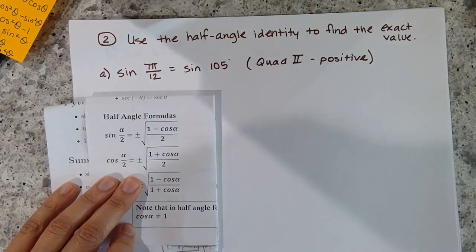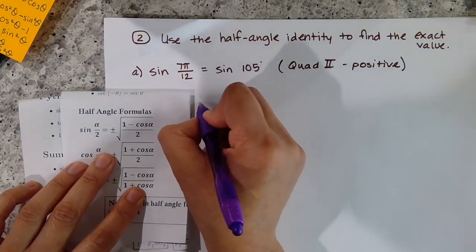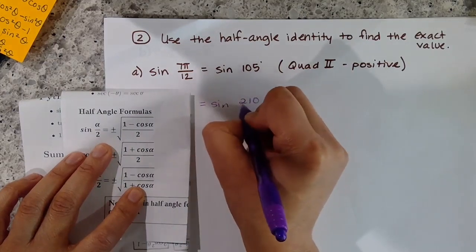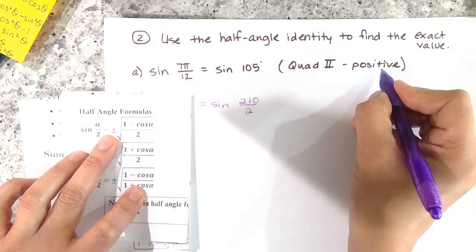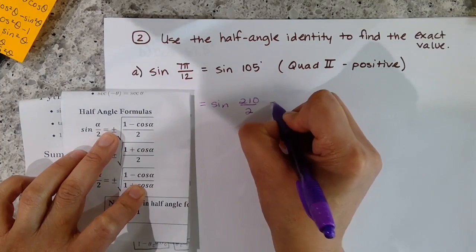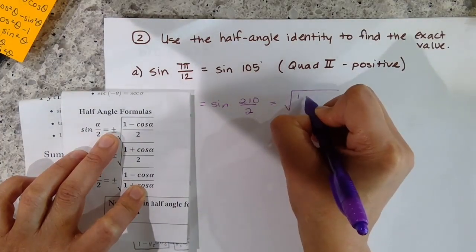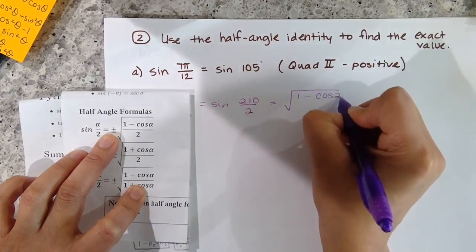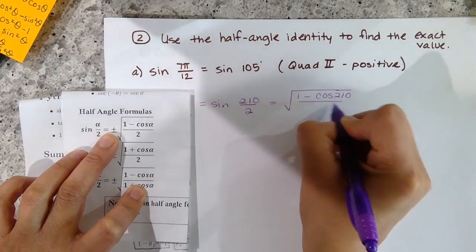So we're going to say, using this formula, we know it's going to be positive because of this, so we don't have to do the negative. So that's going to equal the square root of 1 minus the cosine of 210, over 2.